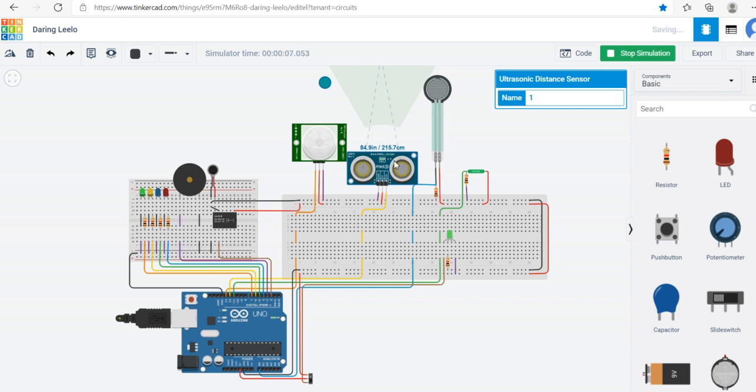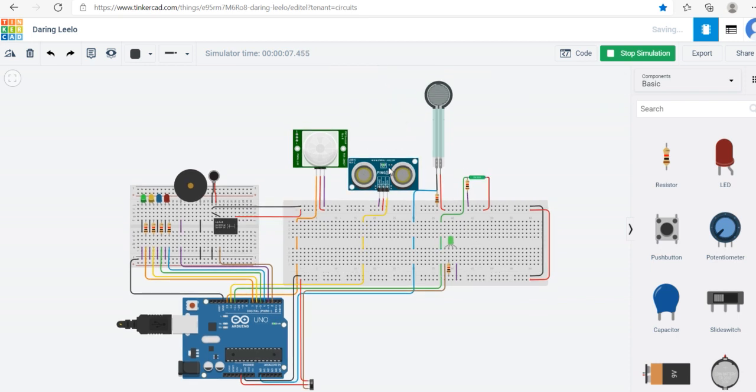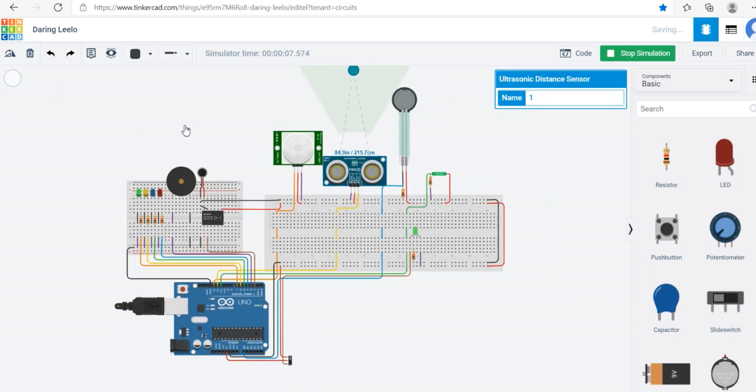Coming to this ultrasonic distance sensor, the yellow LED has started. If I move the obstacle closer, the yellow LED starts to blink. If I move it even closer, it starts to blink more rapidly.